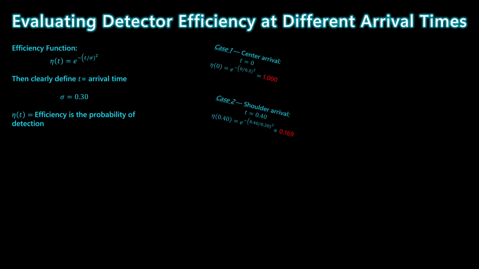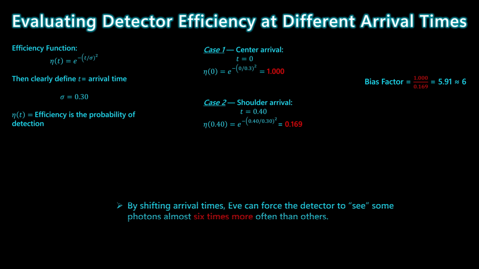In this depiction, we evaluate the detector's efficiency at specific arrival times to understand how sharply the hardware response changes across the gating interval. The efficiency function shown represents the photon's arrival time, and sigma controls the width of the detector's response profile. For this example, sigma is set to 0.30, which corresponds to a moderately narrow detection window consistent with the behavior of gated avalanche photodiodes and superconducting nanowire detectors. The efficiency function expresses, for any arrival time t, the probability that an incoming photon will be successfully detected.